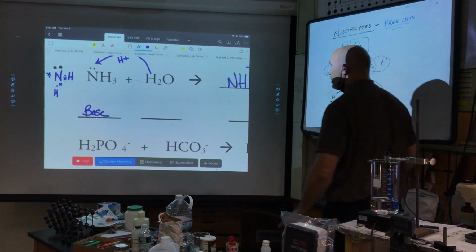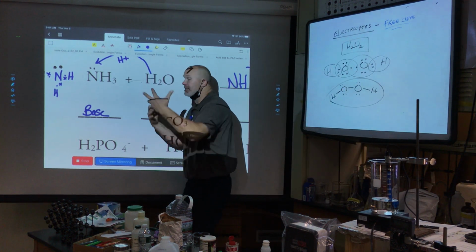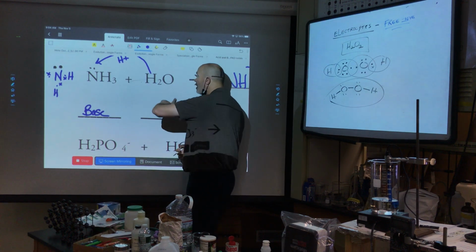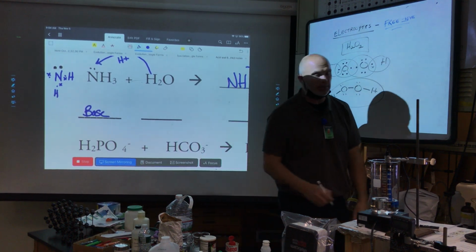Because water is the one donating. The idea that acids have H pluses hanging out is silly. You're going to donate it. That's the acid.